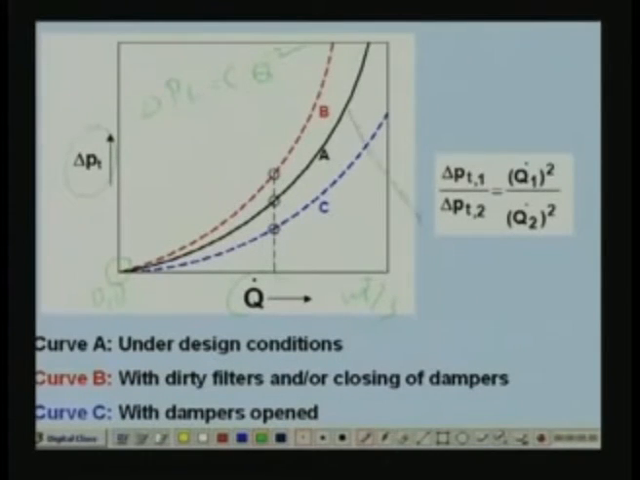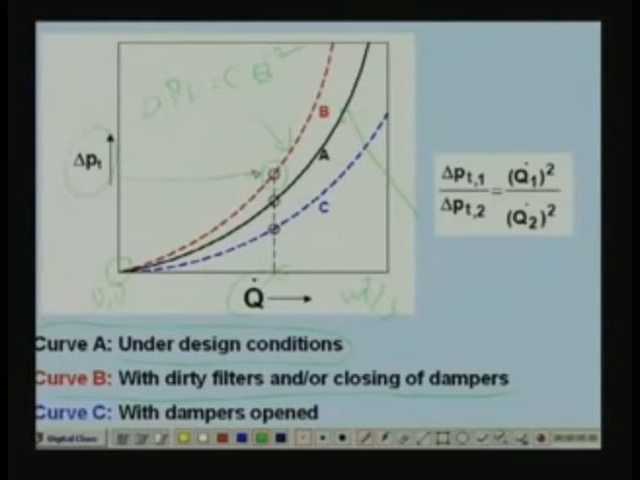So, let us say that this curve A is under design conditions. Okay. So, that means at the time of design you have selected this kind of a duct performance curve or duct characteristic curve. However, with usage the filters may become dirty or you may close the damper. If the filters become dirty or if you close the damper, you get this curve. Okay. That is curve B with dirty filters or closing of dampers. What is happening when the filters become dirty or when you are closing the dampers? For the same flow rate, the pressure drop increases obviously. Okay. Resistance increases, so pressure drop increases, right.